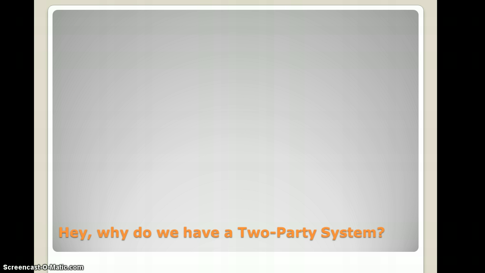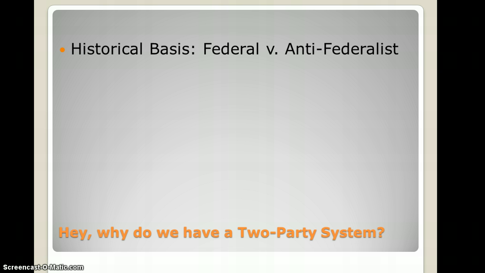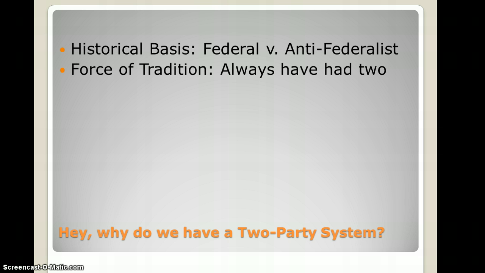The next objective we're going to hit is, why do we have a two-party system? If you think about the first one, it's going to be a historical basis. It goes all the way back to trying to pass the Constitution. We have federalists versus anti-federalists. Whether they realized it, they were forming almost a two-party system right there. Force of tradition. It seems like we've always had a two-party system. It's kind of like homecoming. Why the heck do we have homecoming? Nobody knows. It's just force of tradition. It's kind of the way we look at our two-party system.